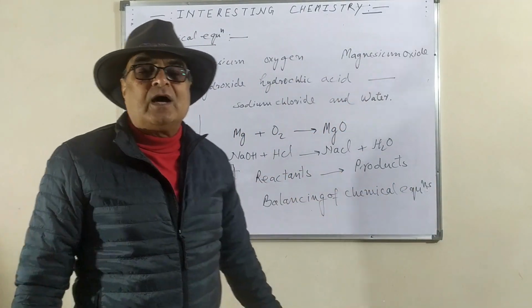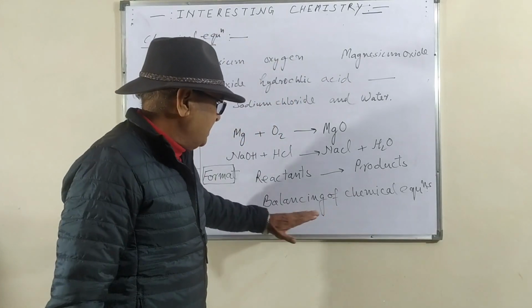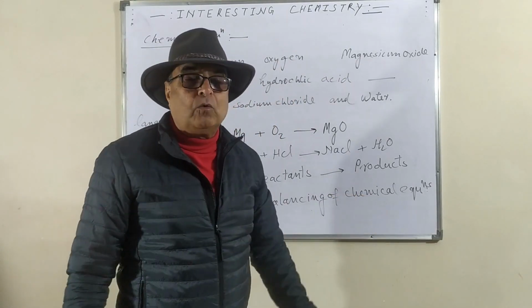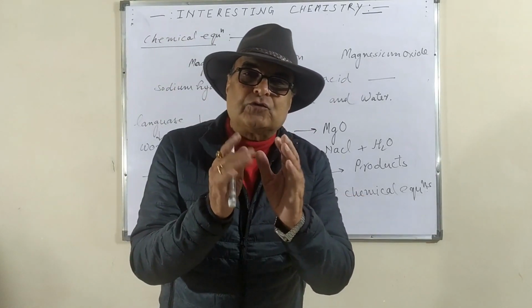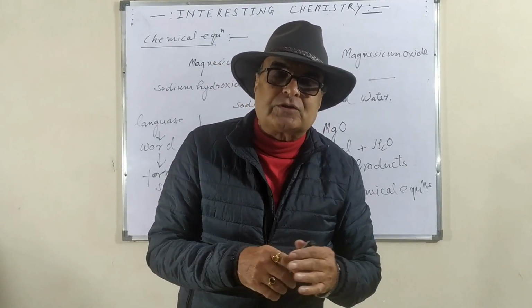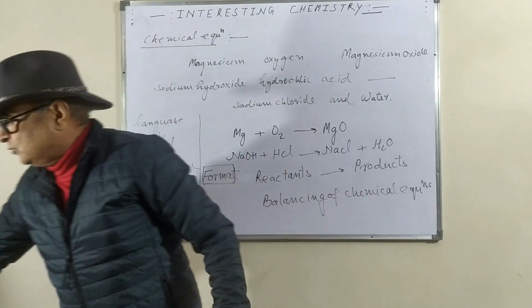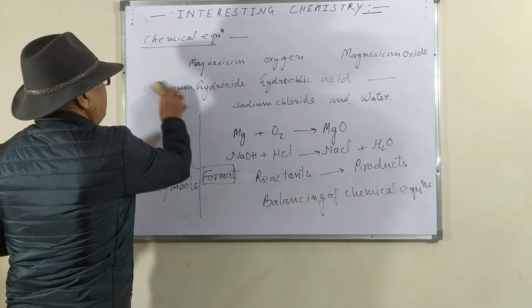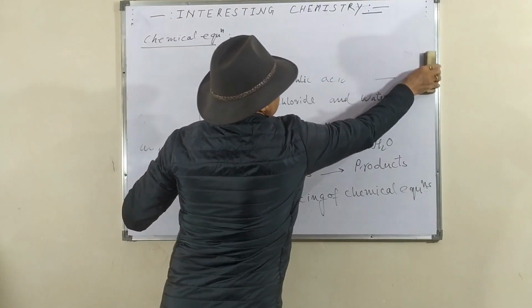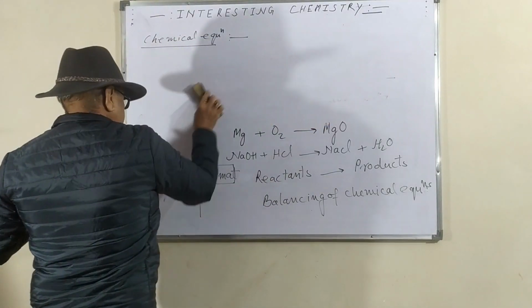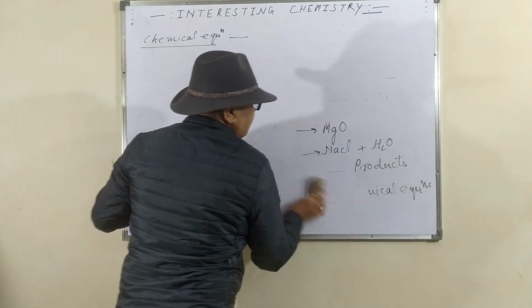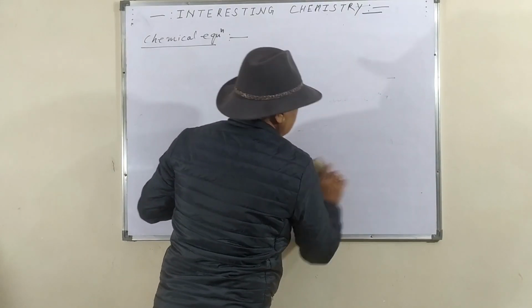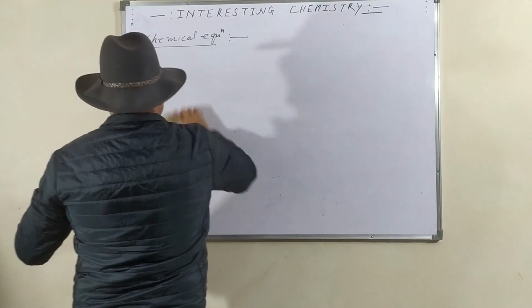Again, in the last I will tell you about the balancing of the equation. All the chemical equations should be balanced. So step by step, first I will tell you about the format, and then I will tell you about the balancing of the chemical reaction. So what is the format, the skeleton of a chemical reaction?